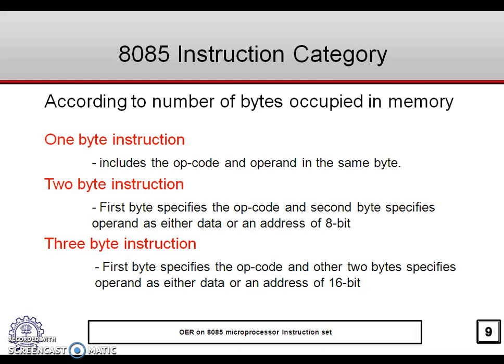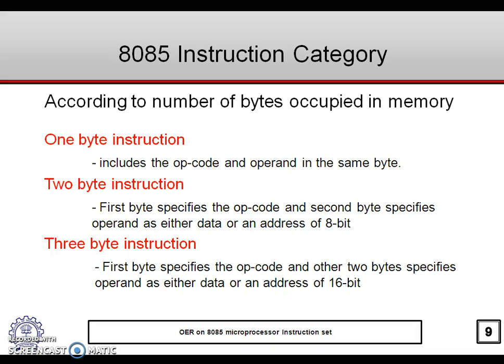8085 instruction categories. As per the number of bytes occupied in memory, there are three different instruction categories. One is the 1 byte instruction, meaning it occupies only 1 byte in memory, so opcode and operand are in the same byte. Then 2 byte instructions, meaning one instruction occupies 2 bytes in memory. The first byte is opcode and the second byte may be 8-bit data or an 8-bit address.